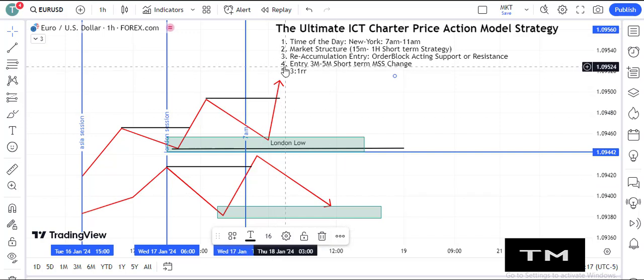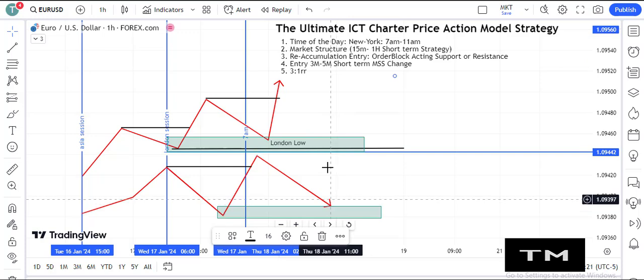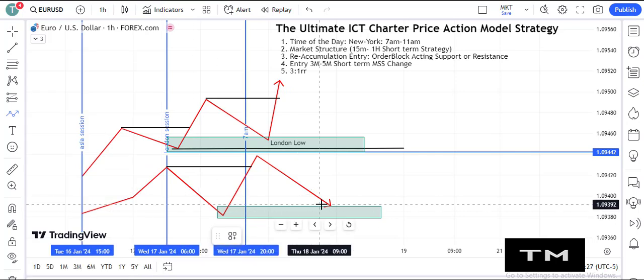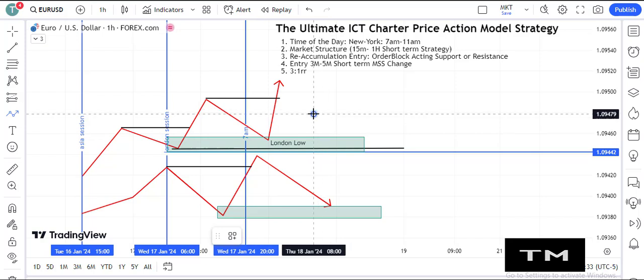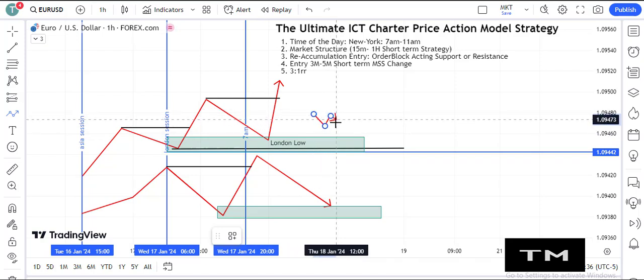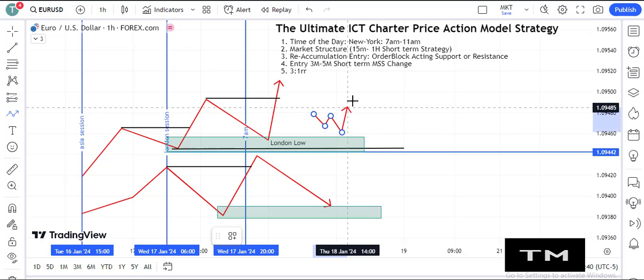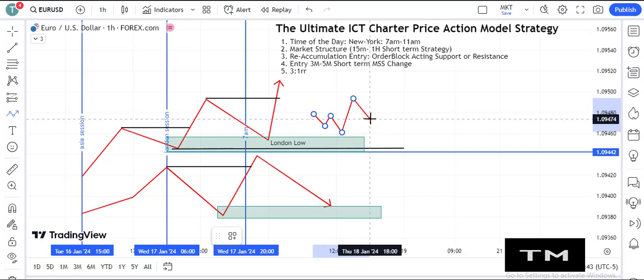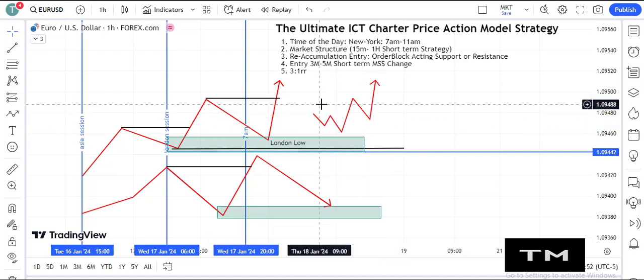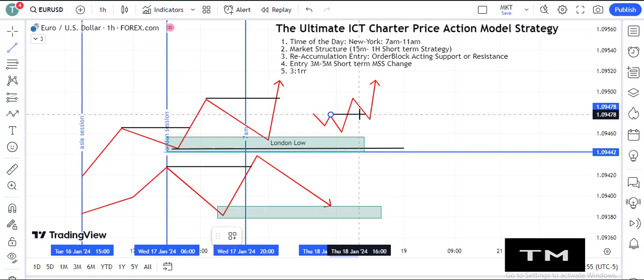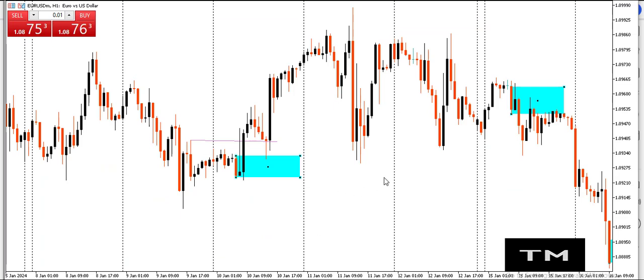In the number 4 entry, I already said that you use your 3 minute. Imagine price is into this 1 hour short term. All you have to do is look for when price creates a lower low in the short term of the 5 minutes, and you wait for price to break the short term. Just retrace, enter from the short term highs, and you see a massive explosion to the upside. That is it. You wait for market structure change of trend. Now let's dive into our example.